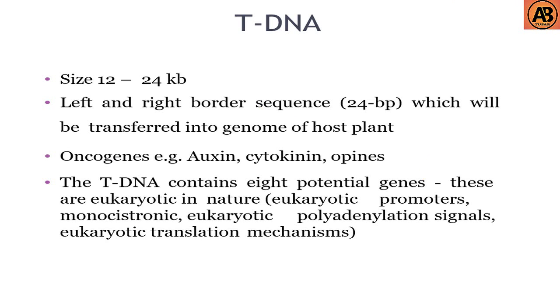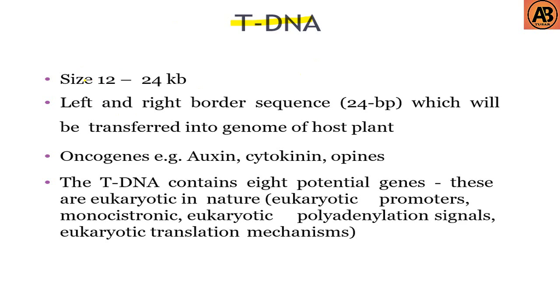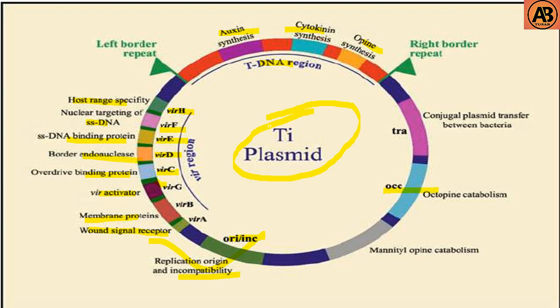Then T-DNA. Here we can see T-DNA. This is the T-DNA region, which is auxin, cytokinin, opine synthesis. T-DNA size is 12 to 24 kb, with left and right border sequences of 24 base pairs, which will transfer into the genome of the host plant. Here you can see left border and right border.